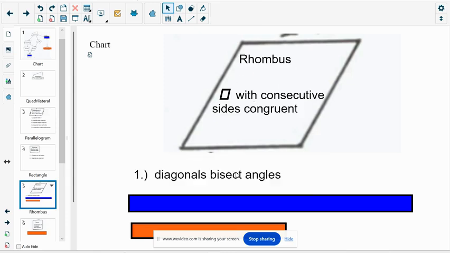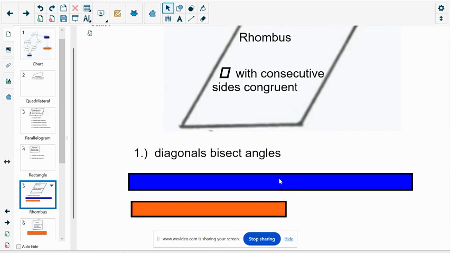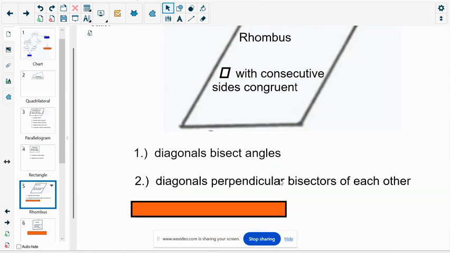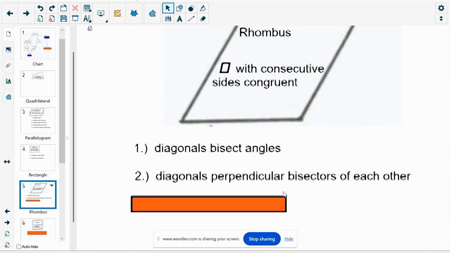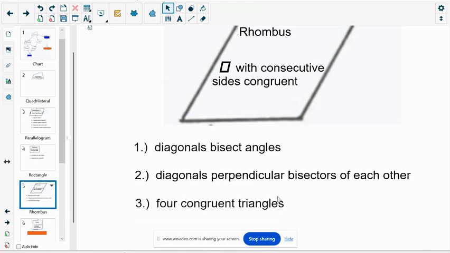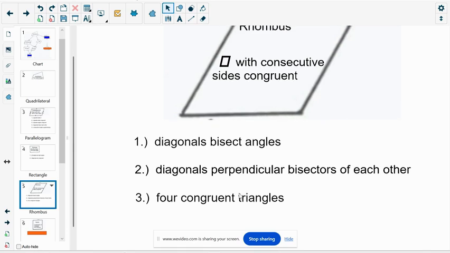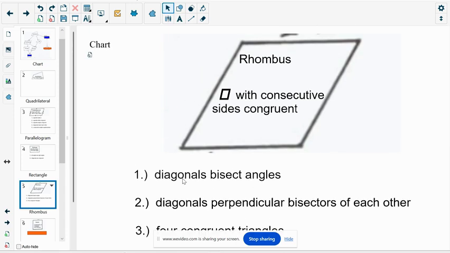So some of the extra properties with rhombi are that diagonals bisect angles. So the angles get bisected, not just the diagonals. And then diagonals are perpendicular bisectors of each other. And the last one is we have 4 congruent triangles when you draw in those diagonals. Okay. So yeah, there's a rhombus. Again, as you need to, pause the video.